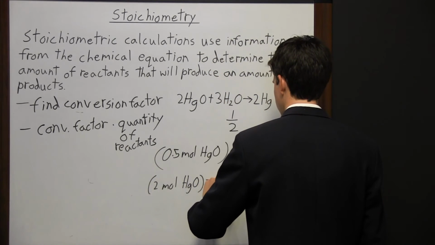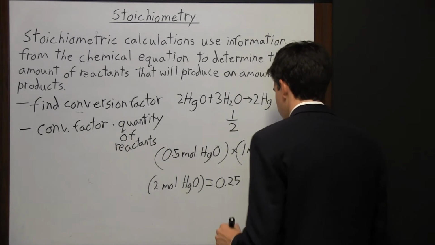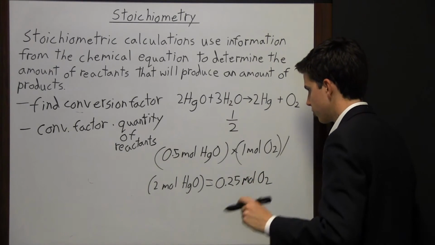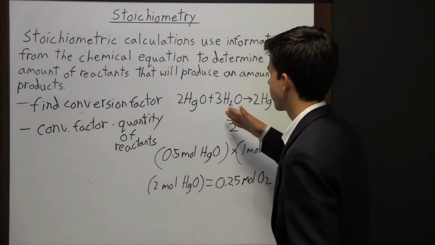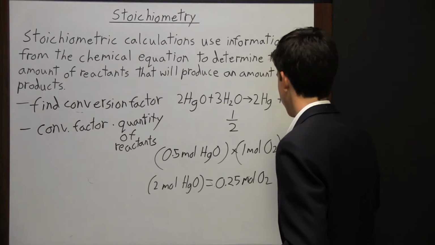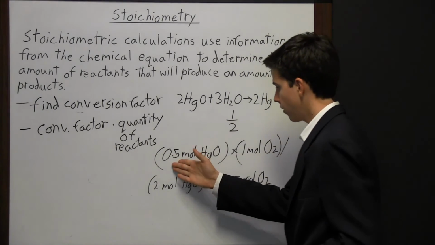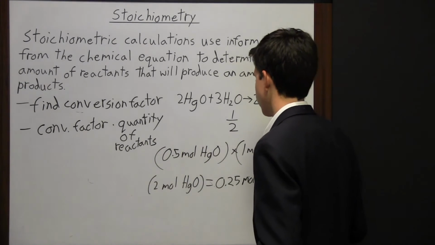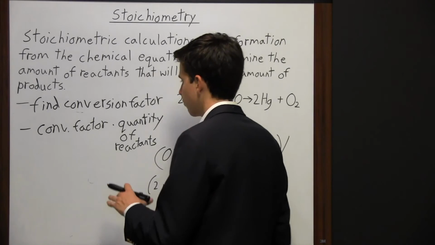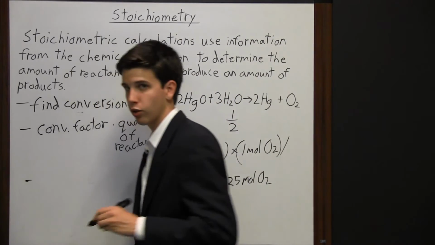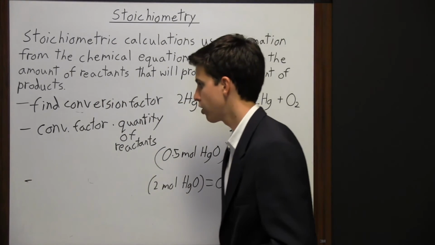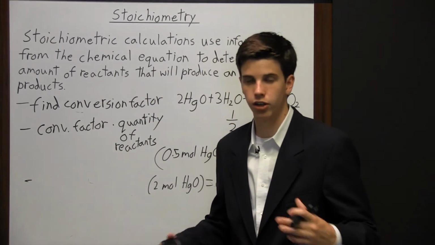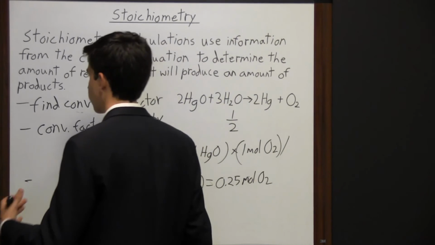So that's going to equal 0.25 moles of the oxygen molecule, which makes sense because we see by the ratio here that we have twice as much of mercury oxide as we do of the oxygen molecule. So if we have 0.5 moles of mercury oxide, then we're going to have half that amount when it comes to the oxygen molecule. Now, if we don't know the quantity of reactants, but we do know the quantity of products, we can use the quantity of products along with the conversion factor to find the quantity of reactants.